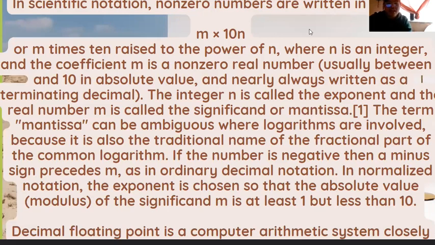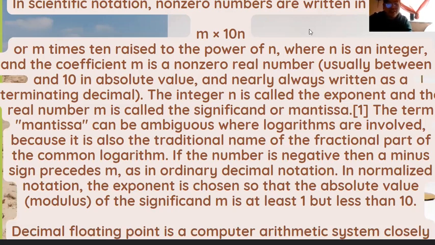The term mantissa can be ambiguous. When you say ambiguous, it has a lot of different meanings. The term mantissa can be ambiguous where logarithms are involved because it is also the traditional or conventional name of the fractional part of the common logarithm. If the number is negative, then a minus sign precedes m, as in ordinary decimal notation.